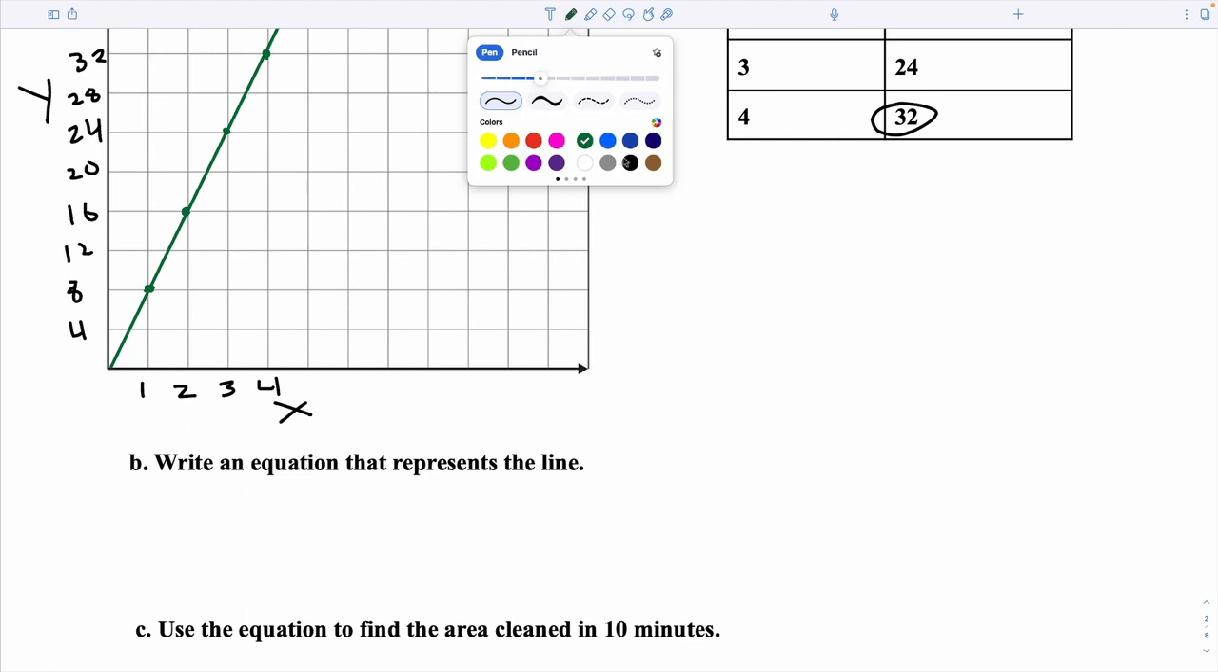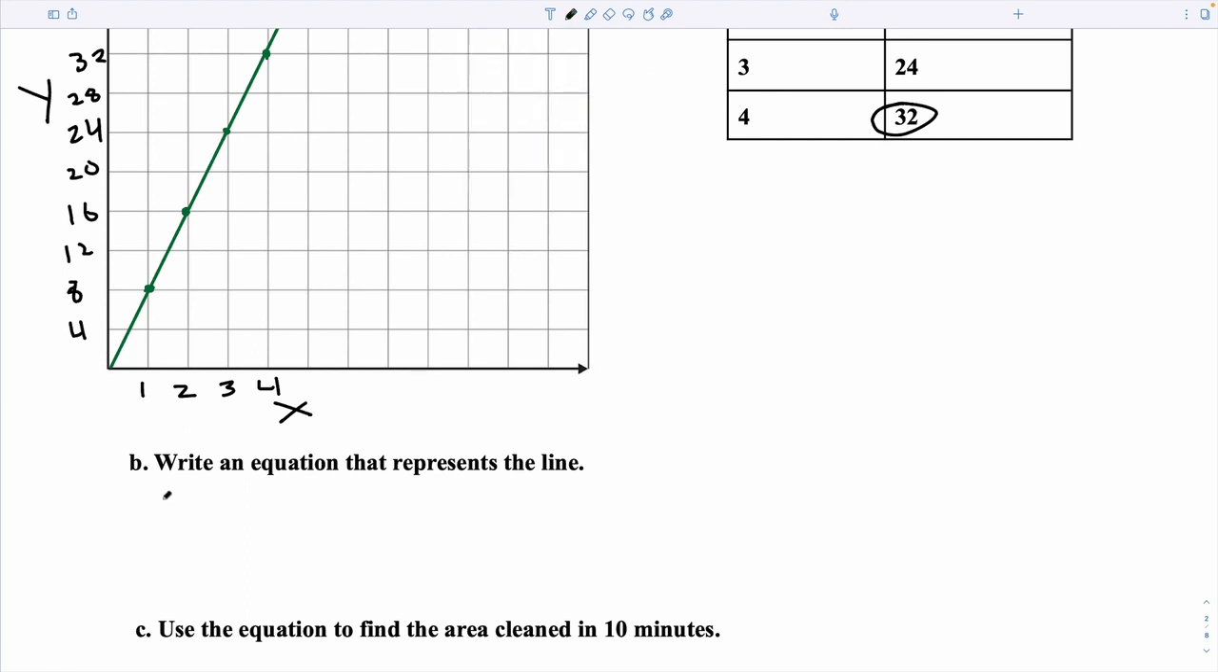To write an equation, you first need to find k. To find k, you're going to start at 1. This is your x value. And remember that k is always in the form of y over x. So if you started at 1, you're going to go up until you reach the line. Go over, this point is your y value. This is your x. Let's write it. Y equals 8, x is 1.